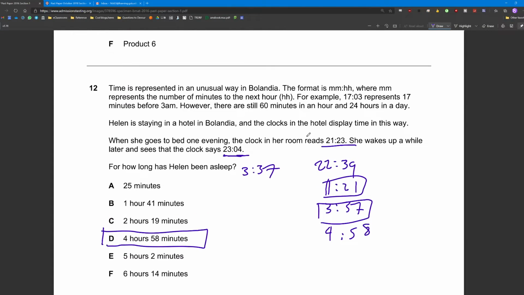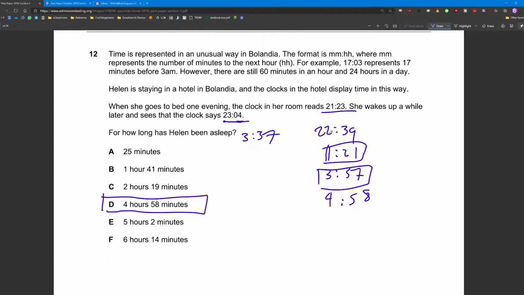So the key here is just to be confident about thinking in this new system that is presented to you. Once you see the instruction as to how the new system works, you should immediately be able to think about it in that sense. 21:23, read it out in your head as 21 minutes to 23. And 23:04, read it out in your head as 23 minutes to 04, and something like that. 21 minutes to 11 p.m., 23 minutes to 4 a.m., etc.